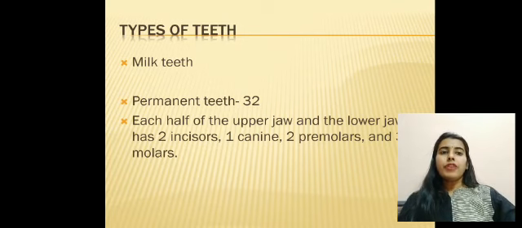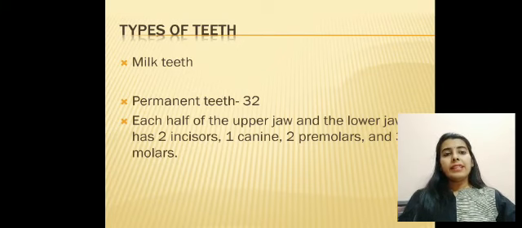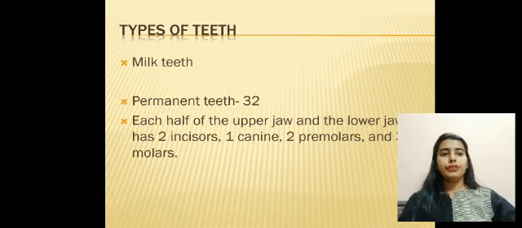Now, if I talk of the jaw, each half of the jaw, upper and lower both, has two incisors, one canine, two premolars, and three molars. Here, the incisors are sharp biting teeth. Like if we are biting an apple, we use incisors for biting. Canines are used for tearing purposes. Premolars and molars help in chewing and grinding of the food.